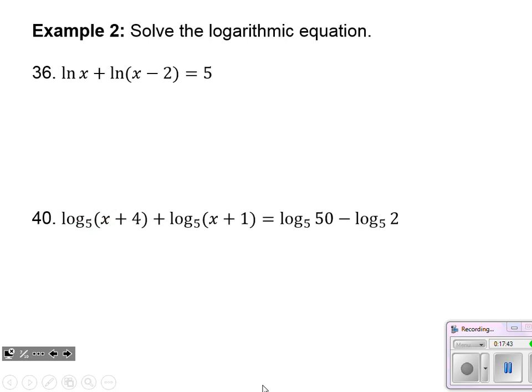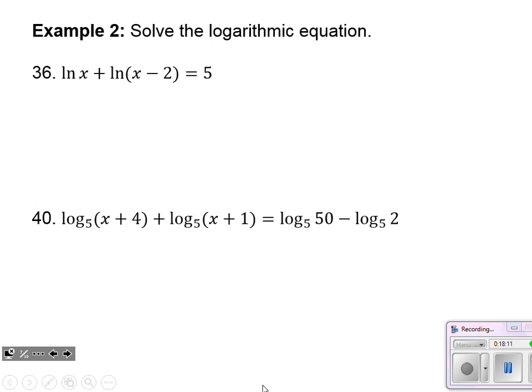Alrighty. Next, we're going to up the ante a little bit. You can see these equations have gotten a little bit more difficult. For number 36, I've got 2 logarithms added together. Even though it's ln, that just means a logarithm base e, remember, so we can use all our properties still. 2 logarithms added up equals a regular 5. So not all the terms are logarithms, just some of them. So I want to isolate the logarithms. Well, that's already done. They're grouped together on the left.